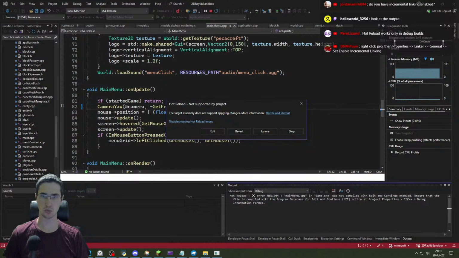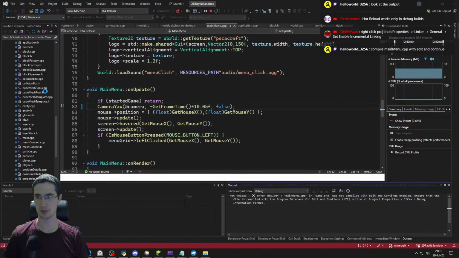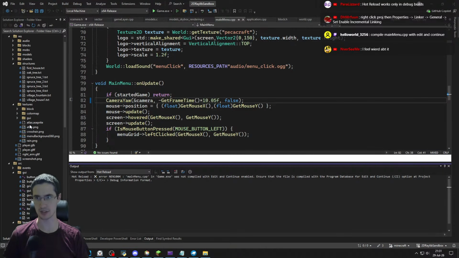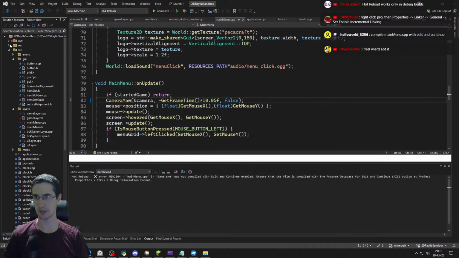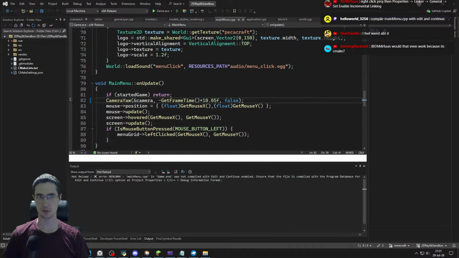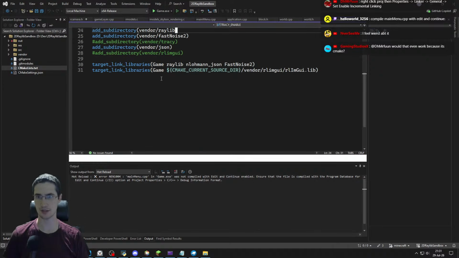Oh, chat. No, I don't have right click for project properties. I don't have that because I'm using CMake. CMake makes it easy to add other libraries and compile them. Here is just a folder, chat. We don't have a project here. It's just CMake. I'm just using CMake.